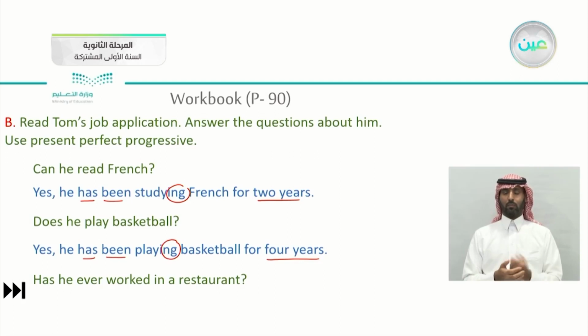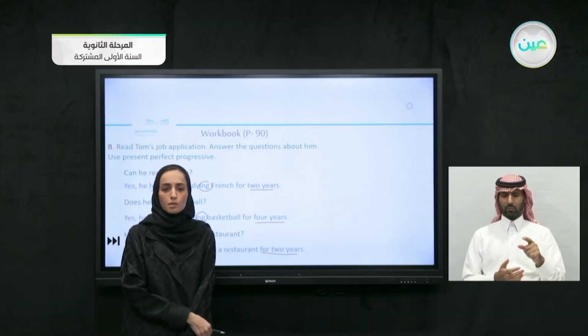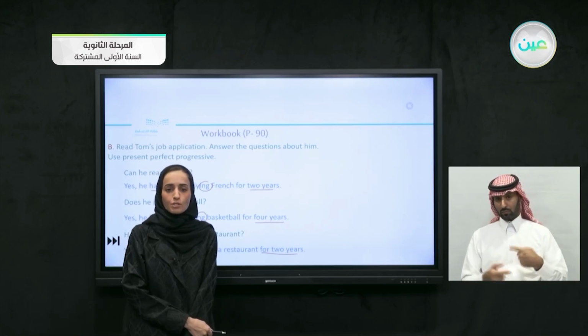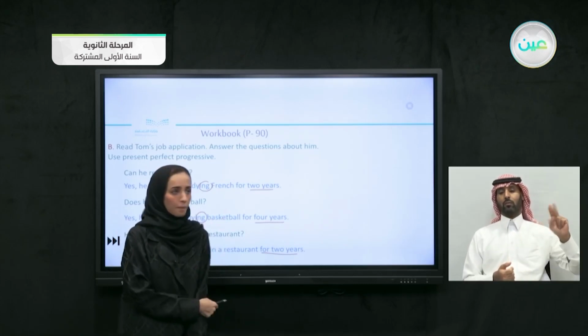Has he ever worked in a restaurant? Look at the very end of the application. Yes, he has been working in a restaurant for 2 years. Has been working, and this is the time, for 2 years. So the question asked us to use the present perfect progressive, has or have been doing. That's why we come with the duration of time.